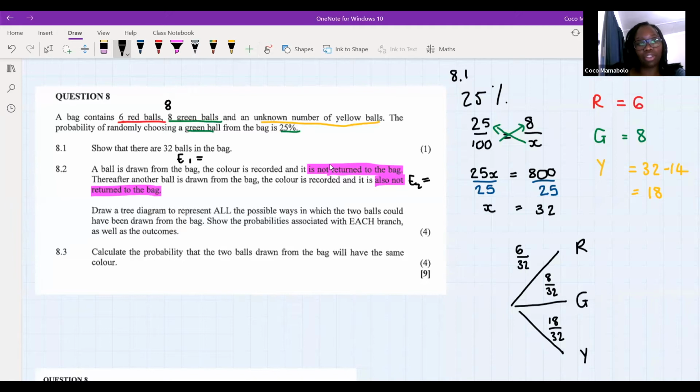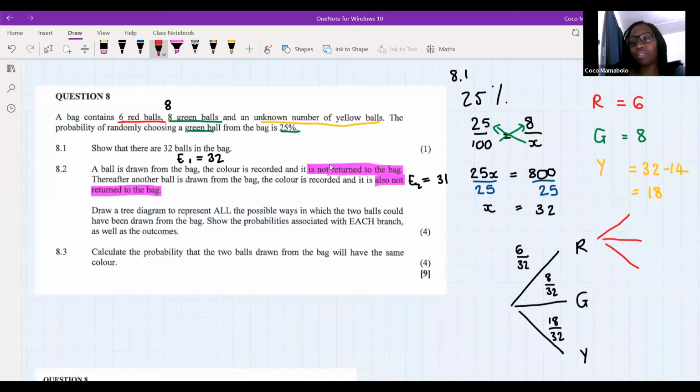But because we don't return the ball, that means that there will be 1 less ball in our bag, which means event 2, this would be 32. Event 1 would have 32 balls, but event 2 would have 31 of them, because now we've got 1 less. We didn't return the first one that we drew out of the bag. So 3 things will happen in each of these. Either I will get a red ball again, or this time a green one, or a yellow one.